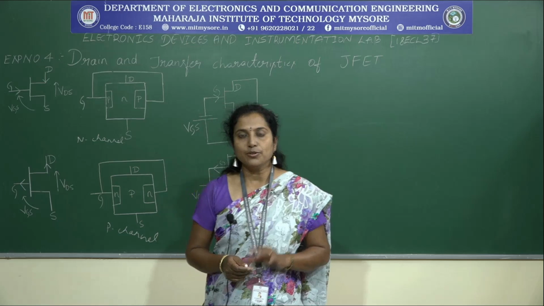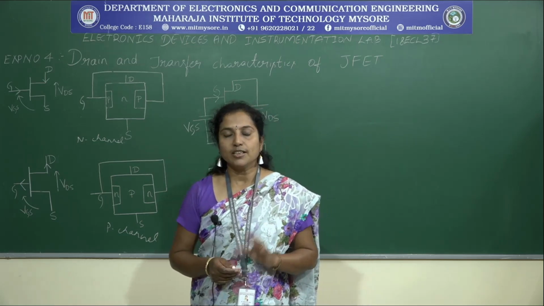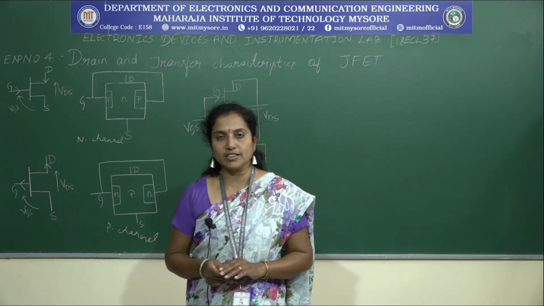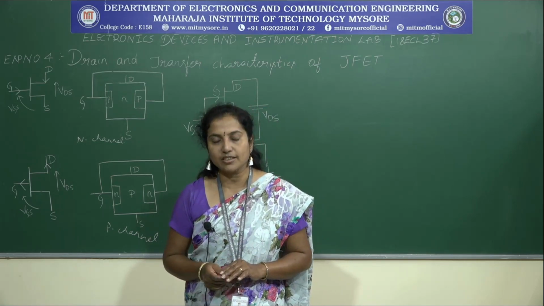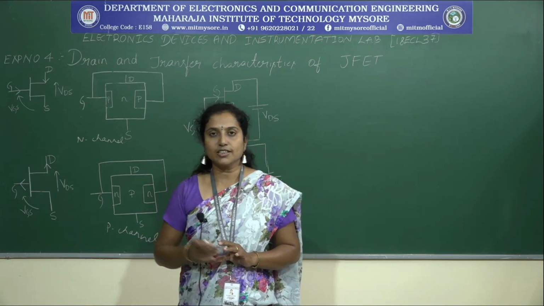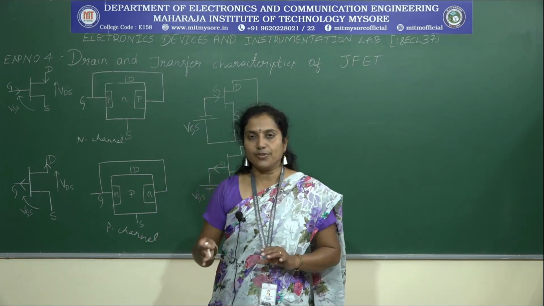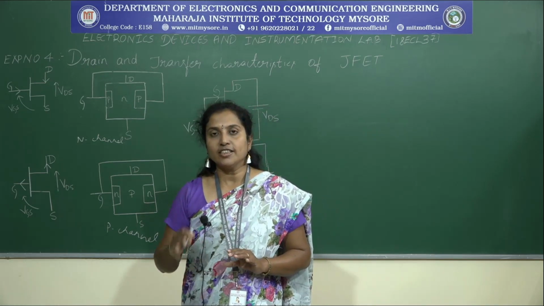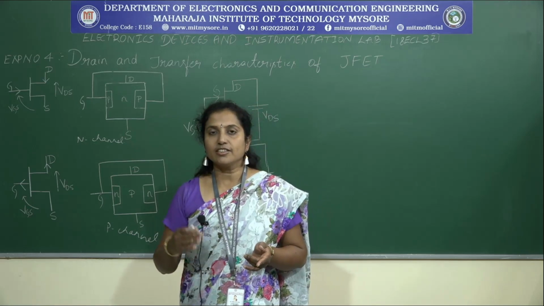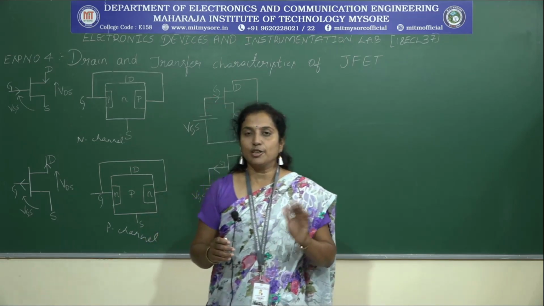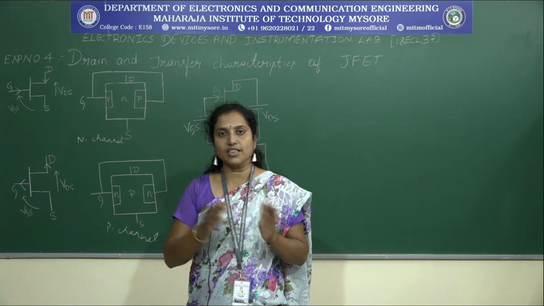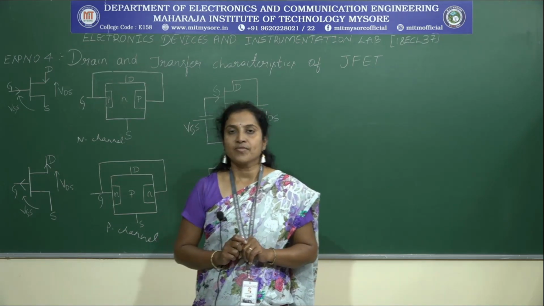First, let us know the difference between BJT and FET. BJT is a bipolar junction transistor, and it is a bipolar device. FET is a unipolar device. Why are we calling it a unipolar device? In a FET, current conduction is done through only either majority carriers or minority carriers. In a BJT, the current conduction is done through both the majority and minority carriers.